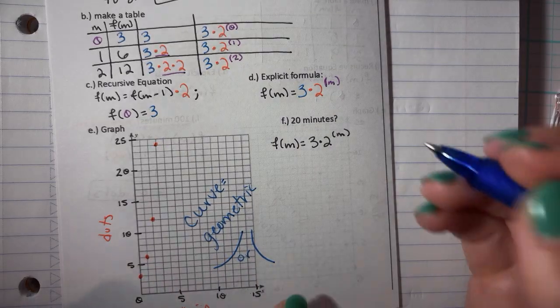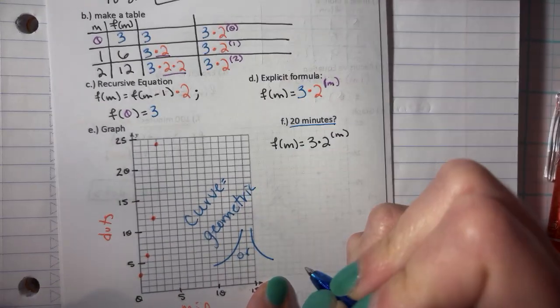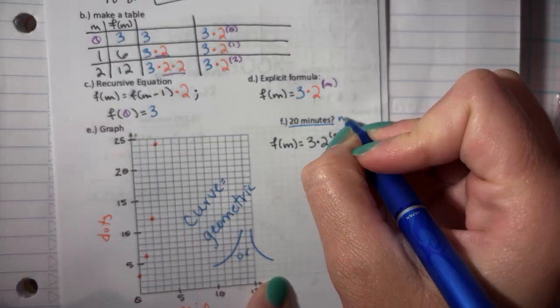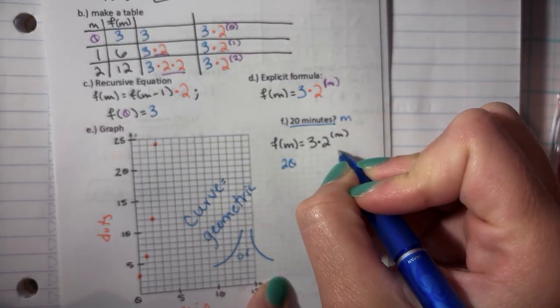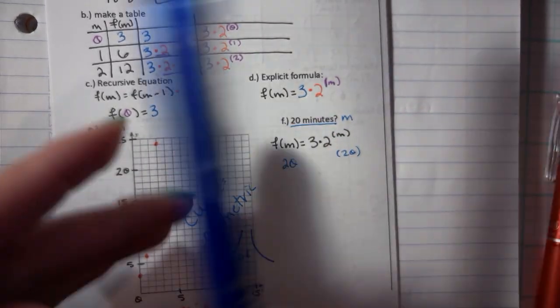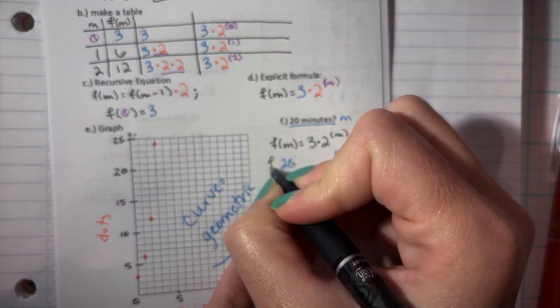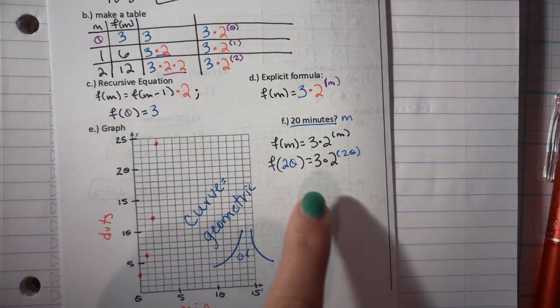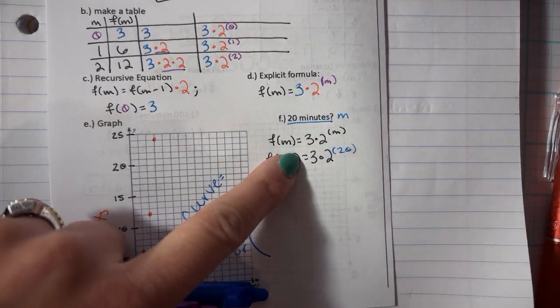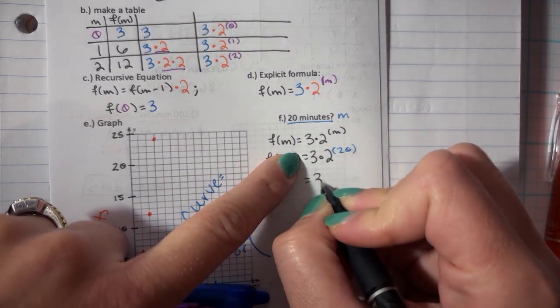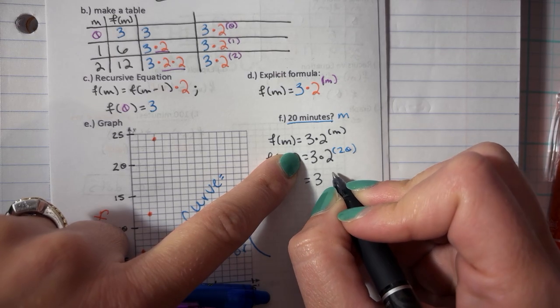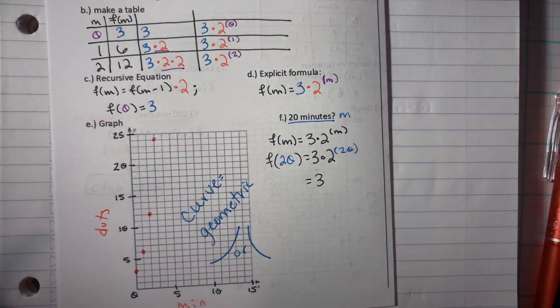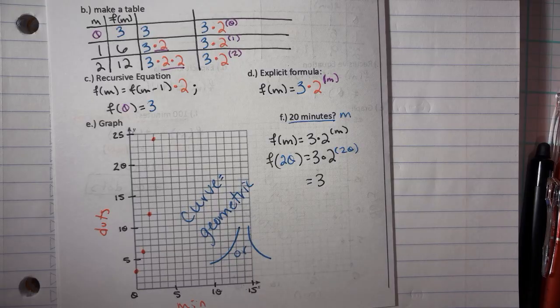Okay, so number next, we got 20 minutes. That's going to replace the m. So I'm going to replace both of these m's, but everything else is going to remain the same. So we got 3 times 2 to the exponent 20. This side we're not going to care about anymore. What we're going to do is the math. To the 20th power, I need you to bear with me for 1 second because it's a big number and I got to look it up because I have forgotten.